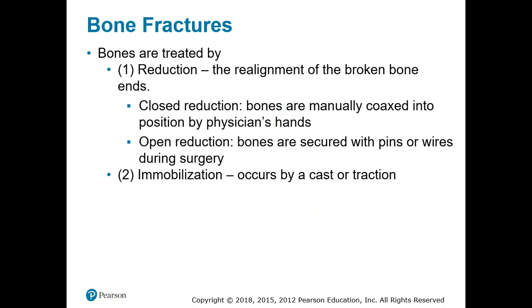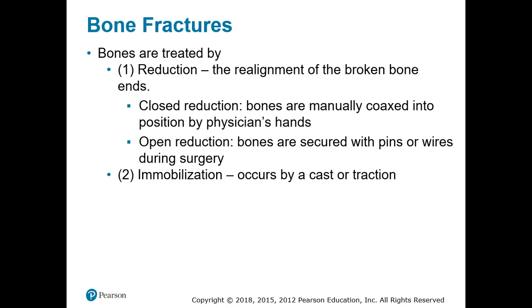There are two types of reduction depending on the severity of the break of a bone. And the first type is called a closed reduction. This is when bones are just manually coaxed into position by the physician's hands. The second is an open reduction. This is for more severe breaks, and this is where the bones have to be secured with pins or wires during surgery in order to make sure that it lines up and gets the proper position for correct healing.